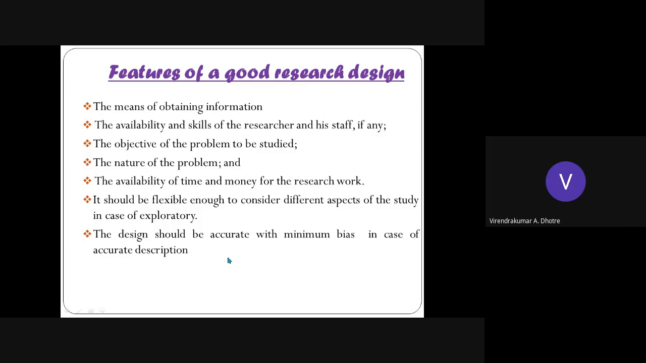It indicates that if your research design is good, definitely there are more chances to achieve it. So how to decide which research design is good? It is decided on the basis of some features, or we can say characteristics.